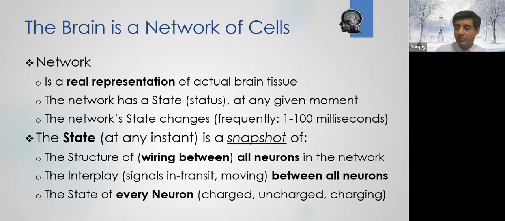We can do this only with very simple organisms like C. elegans. It has 302, less than 400 neurons, so we can capture a state fully, completely. And scientists are doing that today. But with any kind of sophisticated animal, it's almost impossible to do that. So let me stop with the slides there, and then we can go back to any questions.